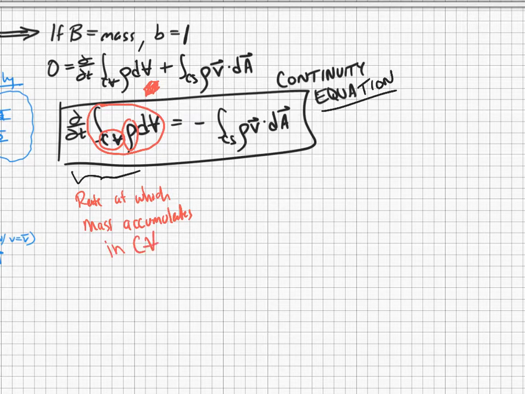Cool. Now if I go over here, I've got mass per volume, and I'm multiplying it by the flow rate. So this is mass per volume, and I'm multiplying it by the volume per time that's crossing the control surface. So basically, I've got mass per time that's crossing the control surface. So this is the rate at which mass leaves the control volume, or crosses the control surface, depending on how you want to put that.